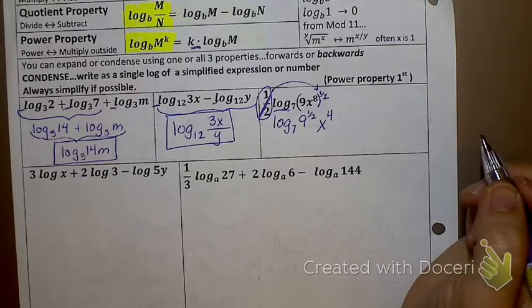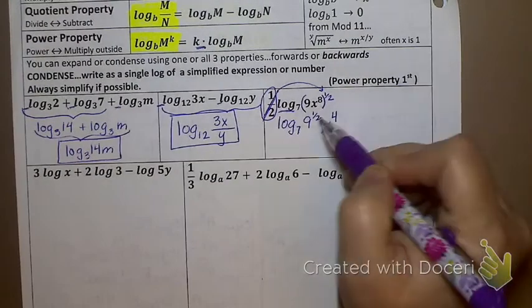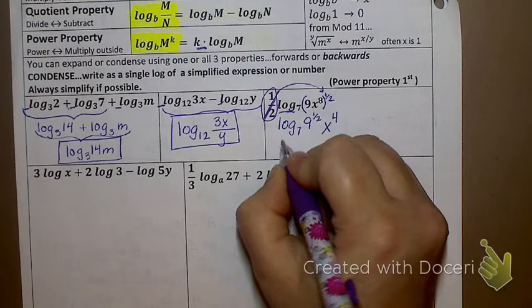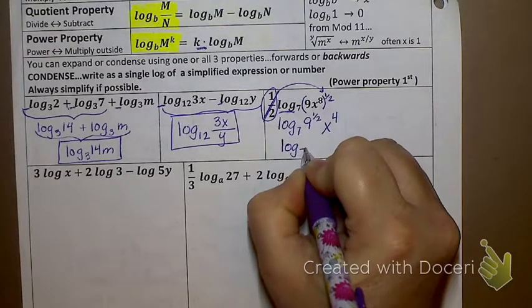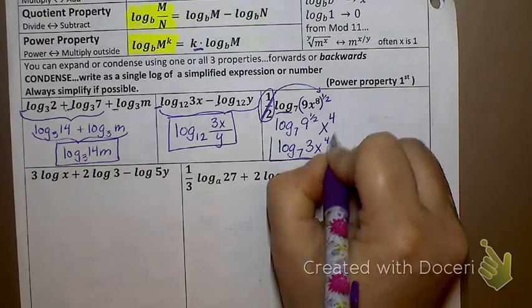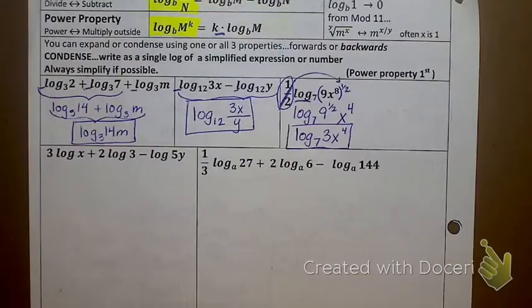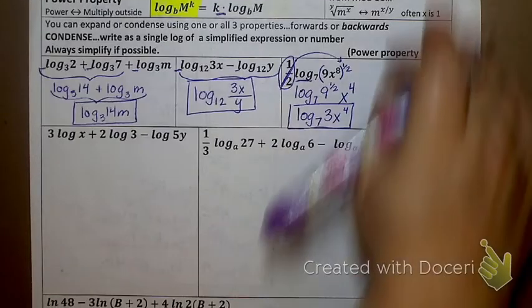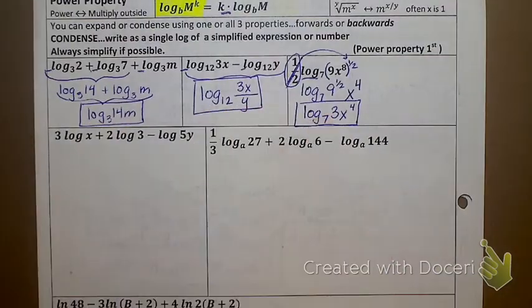Do you think I have anything left to do? Yeah, I have to figure out what 9 to the 1/2 is. What is a 1/2 exponent referring to? Square root, so the square root of 9 is 3, so I really have log base 7 of 3x to the 4th. Kind of sort of makes sense? Okay. So those were the rules individually, just like I did yesterday.